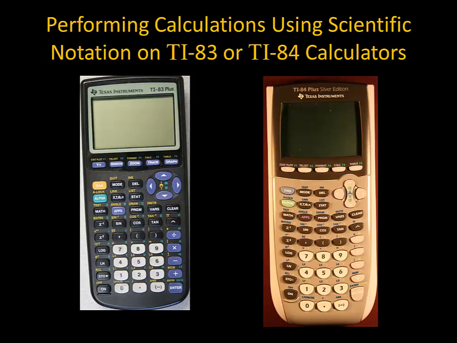This lesson will be on using TI-83 or 84 calculators to perform basic calculations using scientific notation. I'll assume you know how to set your calculator to show results in that notation, and that you can set it to show a particular number of significant digits. Those topics are both in Lesson 2.